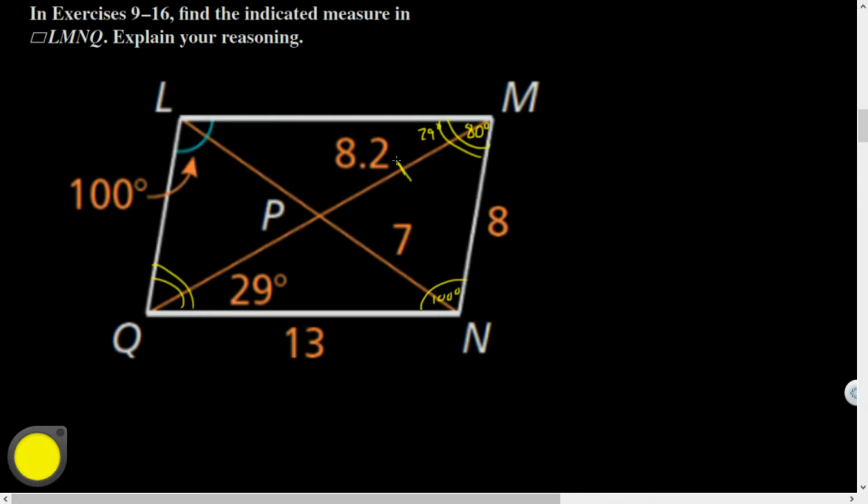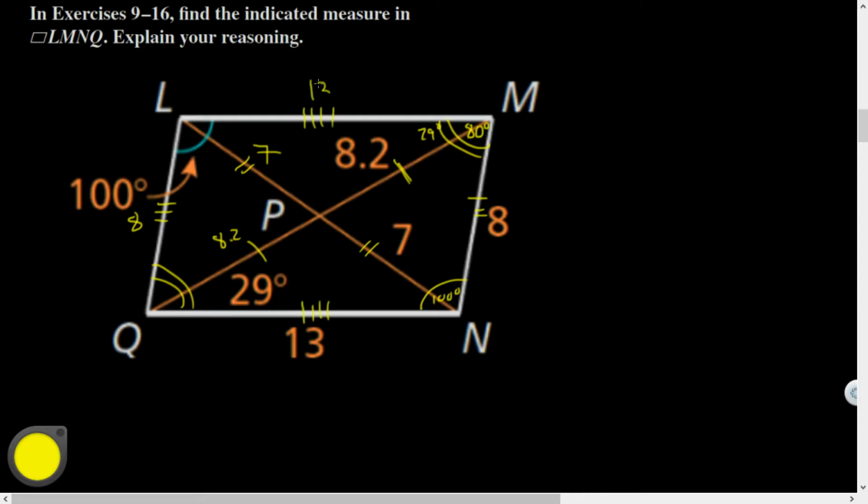I'm assuming it relates to something. 8.2, I'm assuming relates to this length, and the diagonals in a parallelogram bisect one another, so that means this would also be 8.2. If this is 7, then that means this is 7. If this is 8, then that means this over here is 8, because of the parallelogram opposite sides theorem, right? You got all those. If this is 13, then this is 13.